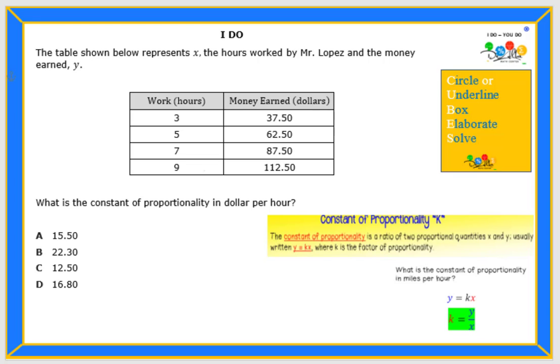The table shown below represents X, the hours worked, by Mr. Lopez and the money earned Y. So we can see here hours worked and money earned. What is the constant of proportionality in dollars per hour?